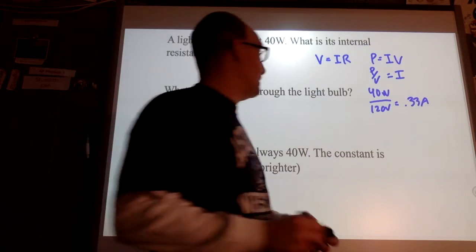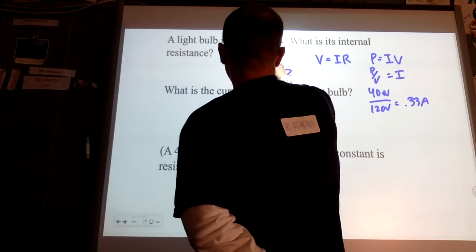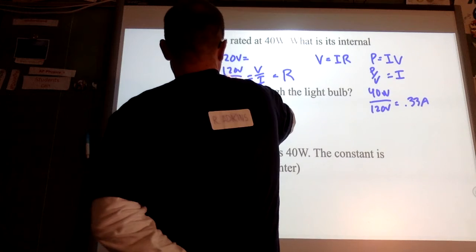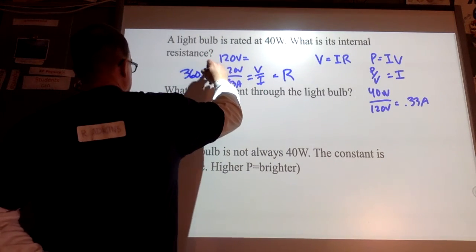So my current is going to be P over V, not V over P. So I have 0.33 amperes, and now I can say that R is going to be V over I, which is 120 volts over 0.33 amperes, or 360 ohms.